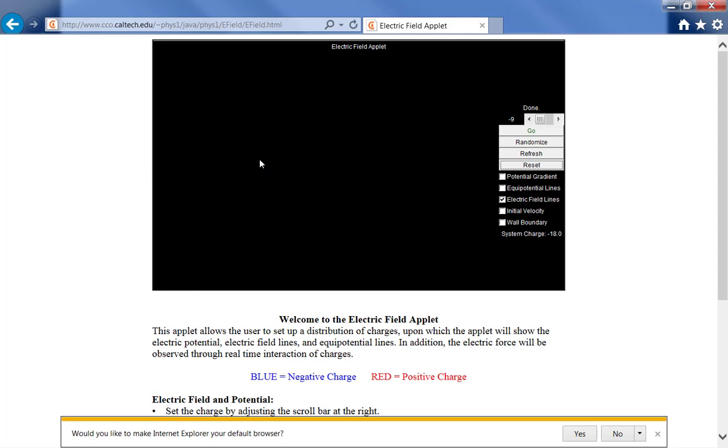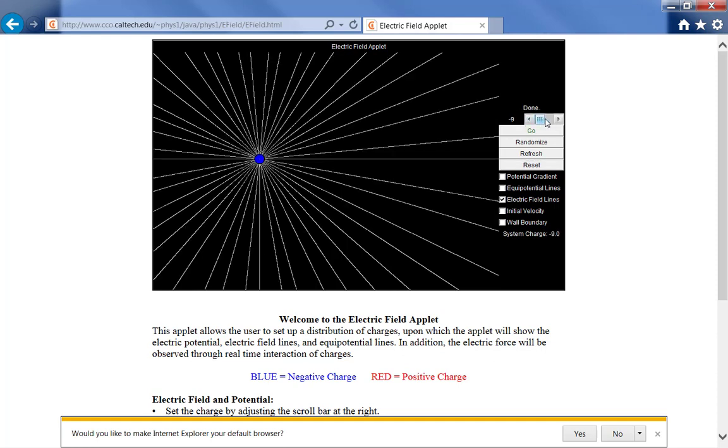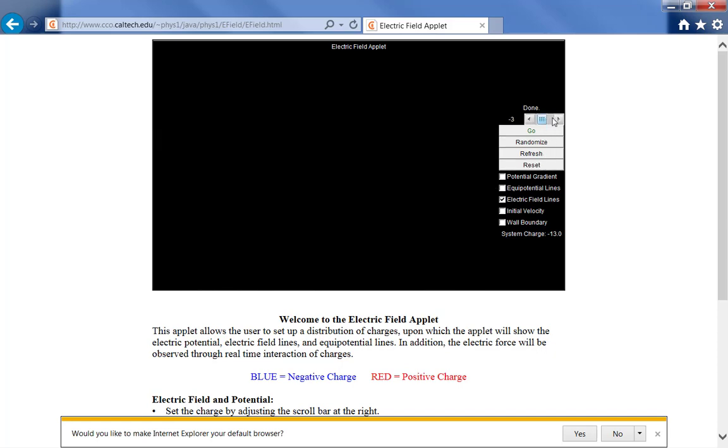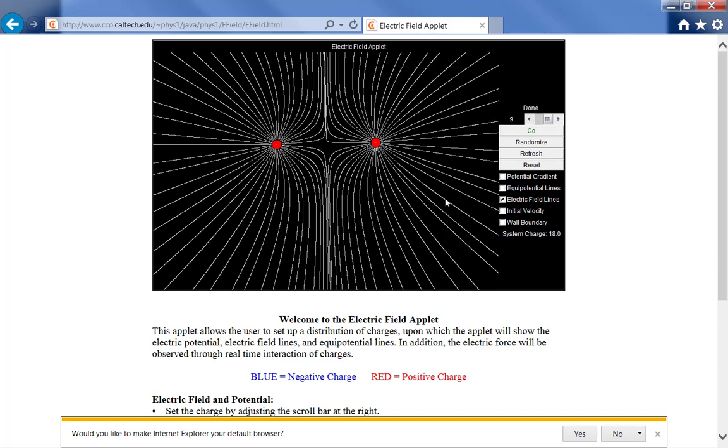If I don't use balanced charges, so I start with a -9 and go with something smaller and negative, I still get a place where the field goes to 0, but it's no longer centered. It shifts towards the smaller charge because you have to be closer to the smaller charge in order to account for the fact that the charge is smaller in Coulomb's law. If I switch to positive charges, I get the same behavior that I saw with the negative. Again, shouldn't be overly surprising.